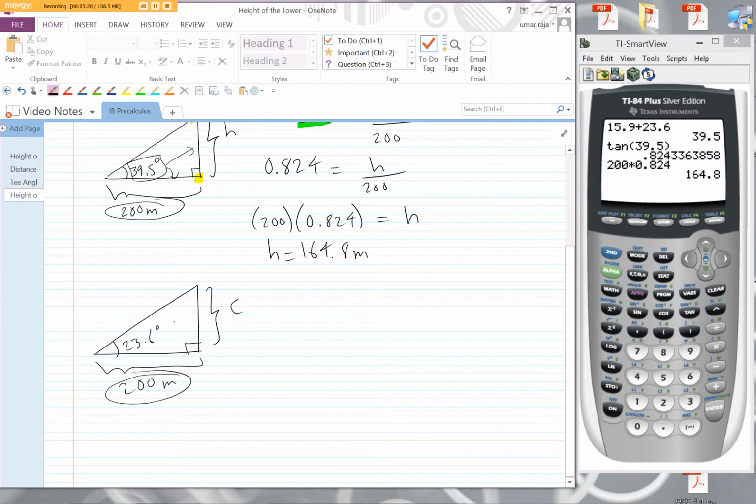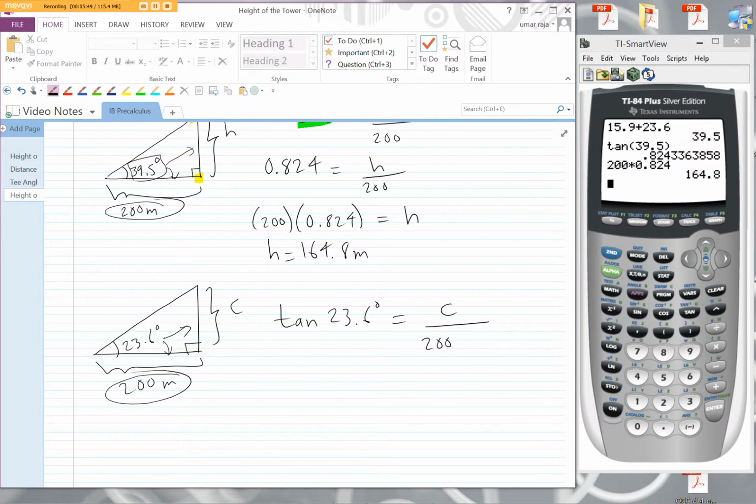Since we're solving for c, the relationship still is the same, opposite, adjacent, so we know that we're going to be using the tangent function. The only difference now is that the angle is not going to be 39.5 degrees as in the previous example. It's actually going to be 23.6 degrees, and that's going to be equal to opposite, which is c, over the adjacent, which is 200 meters.